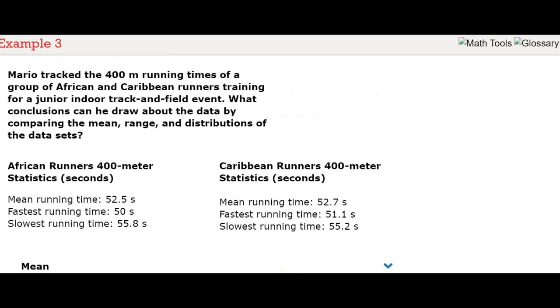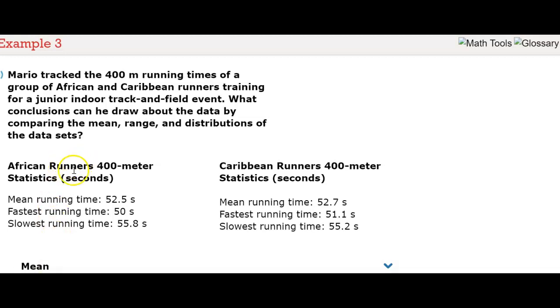Mario tracked the 400 meter running times of a group of African and Caribbean runners training for a junior indoor track and field event. What conclusions can he draw about the data by comparing the mean, range, and distributions of the data sets?